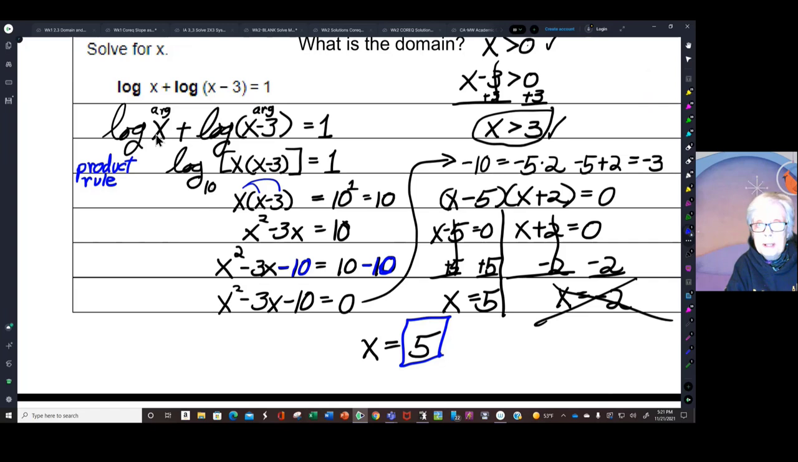Well, x cannot be negative 2. So, in fact, negative 2 minus 3 would be negative 5. That would be a terrible no-no. The arguments of logarithm functions cannot be negative and cannot be 0. So, our answer 5 is perfect, perfect.